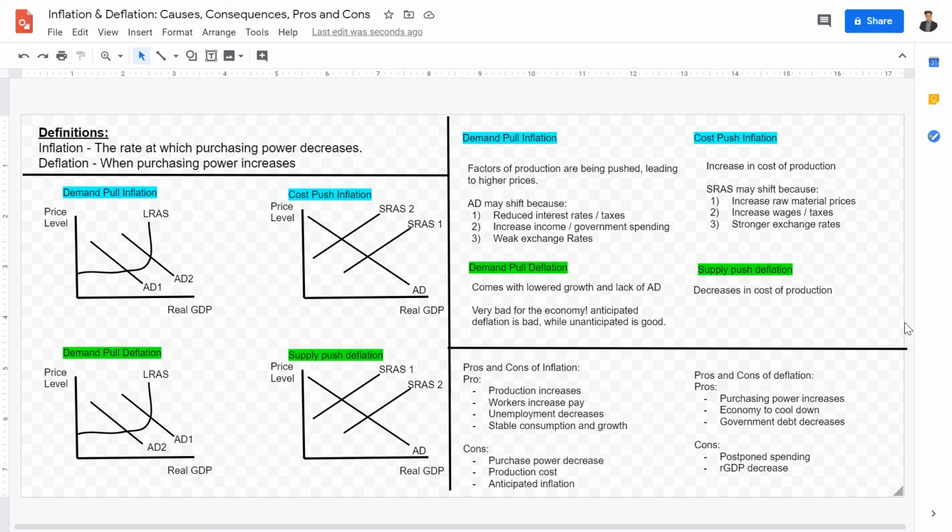Here are the definitions, graphs, and factors for demand pull inflation, cost push inflation, demand pull deflation, and supply push deflation.